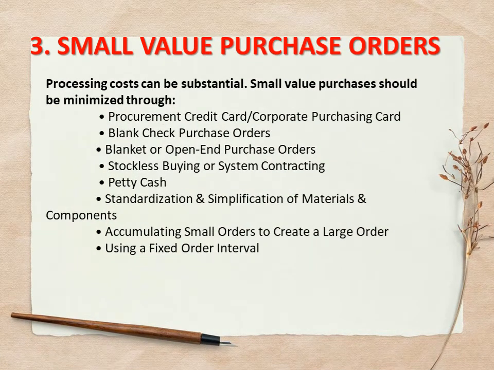So number 3, we also have this, ganina is manual processing, manual purchasing. We have the e-procurement and the small value purchase orders. Unsa man yung mga small value purchase orders? Processing cost can be substantial. Small value purchases could be minimized through procurement credit card or corporate purchasing card, blank check purchase orders, blanket or open-end purchase orders, stockless buying or system contracting, petty cash, standardization and simplification of materials and components, accumulating small orders to create a large order using a fixed order interval.